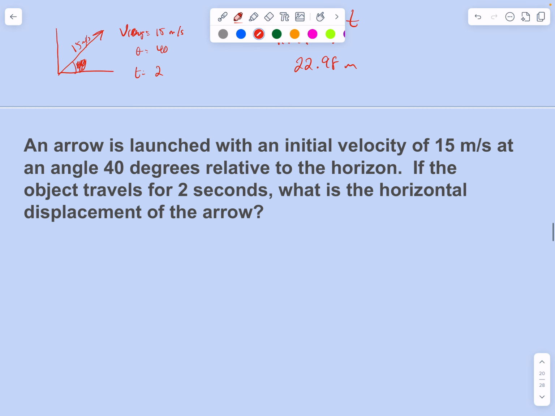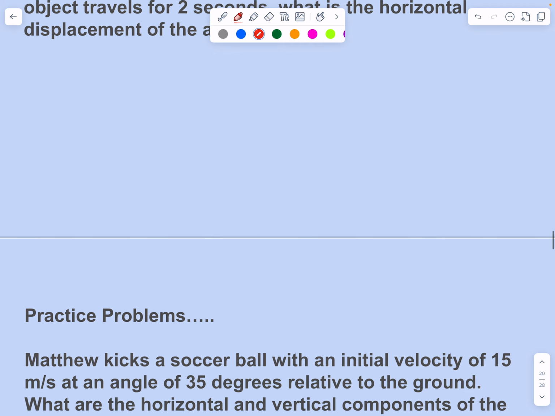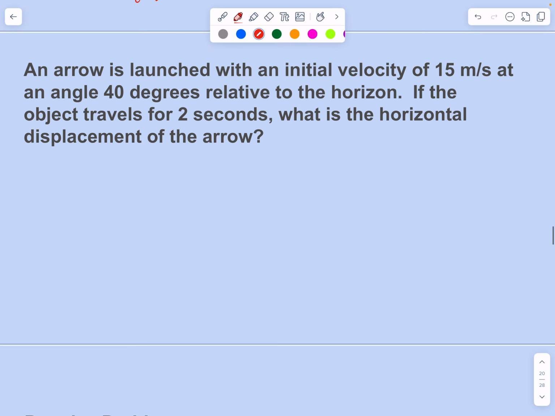Now let's move over into the practice problems here. First, an arrow is launched with an initial velocity of 15 meters per second at an angle of 40 degrees relative to the horizon. If it travels for 2 seconds, what's the horizontal displacement? So we have 15 meters per second, a theta of 40 degrees, and a time of 2 seconds. This is the information that I'm given.